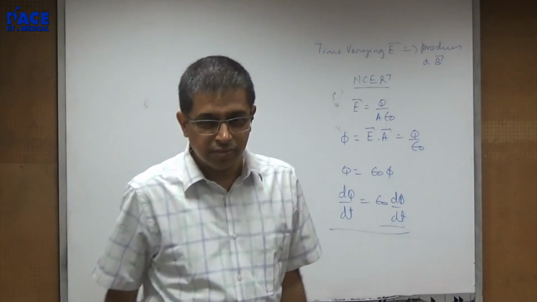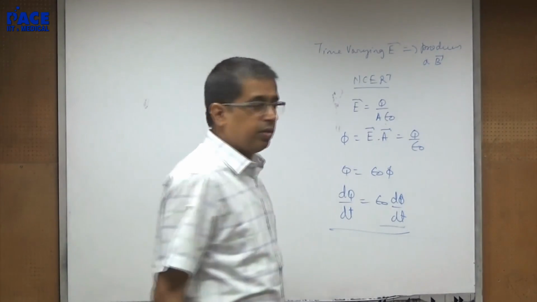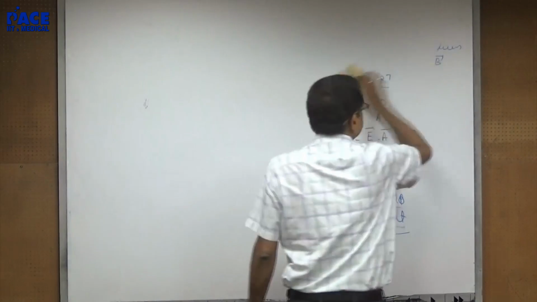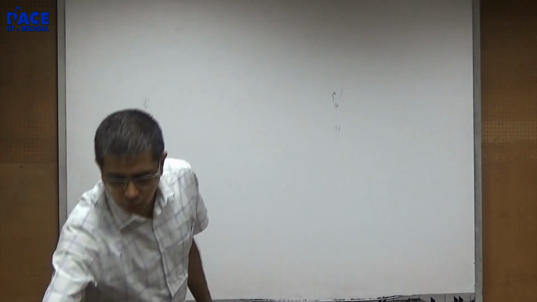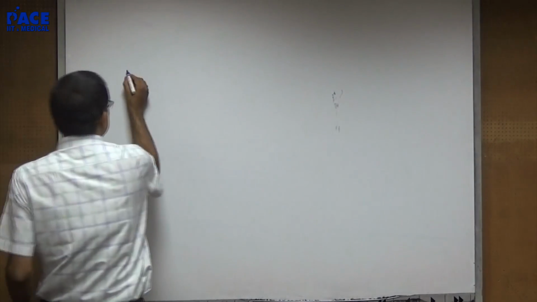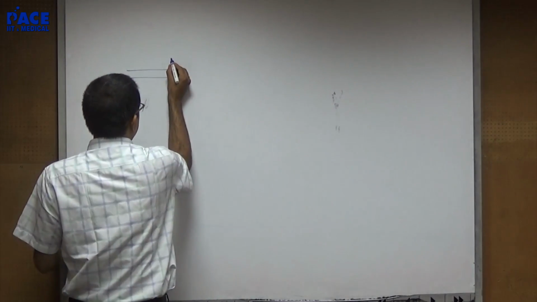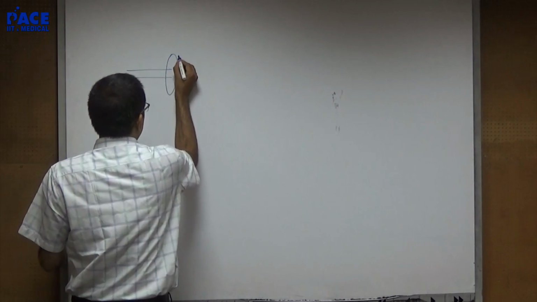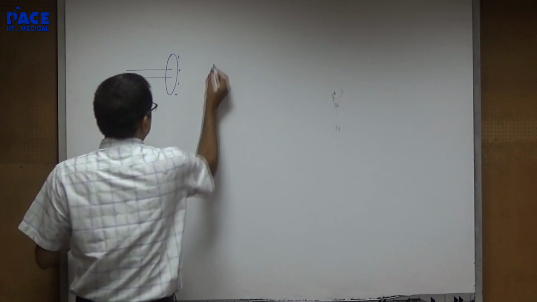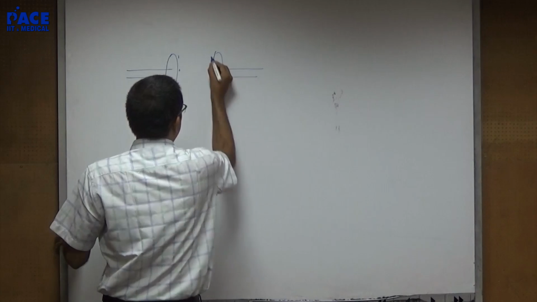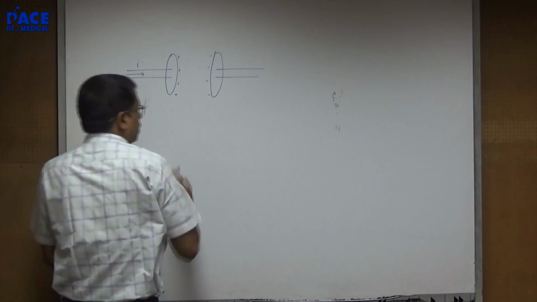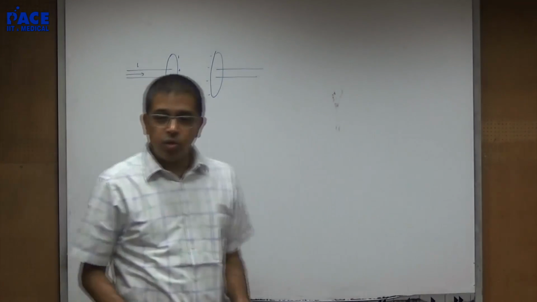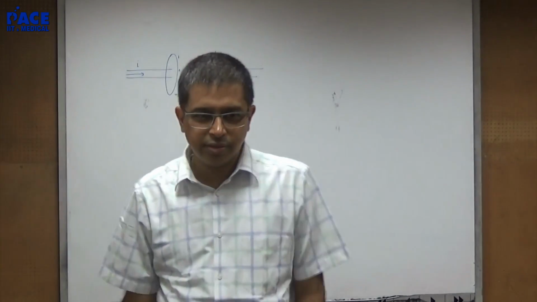What is the direction of the produced magnetic field? I am coming to that. Now that you told me that in a capacitor plate you have a time varying electric field here, kindly tell me the value and its direction.